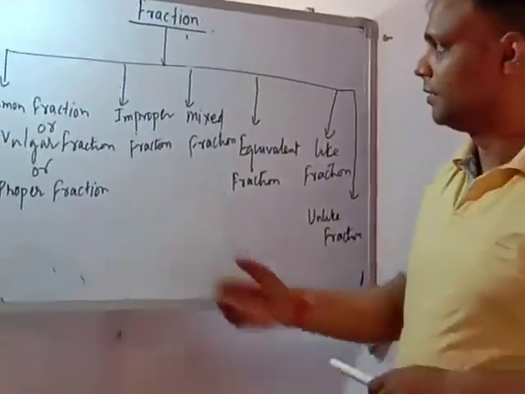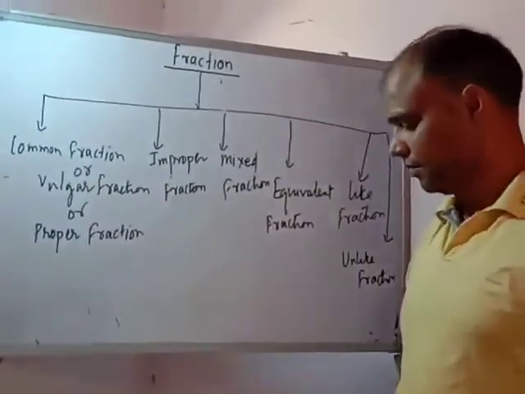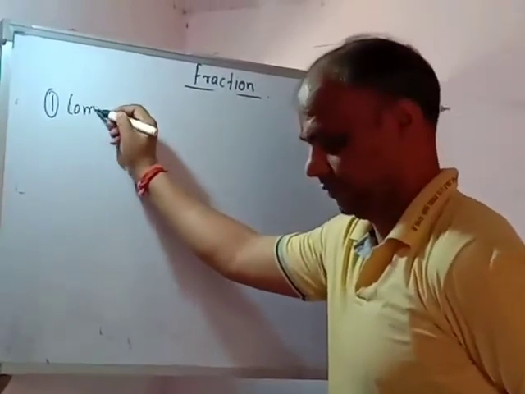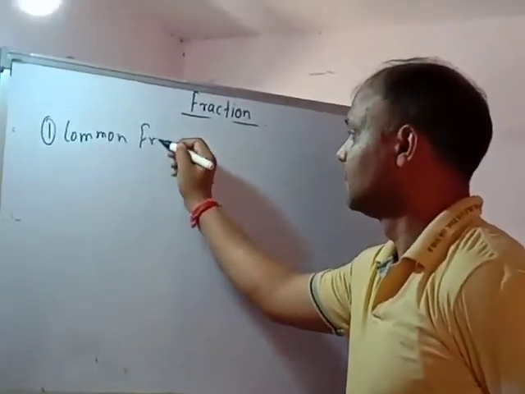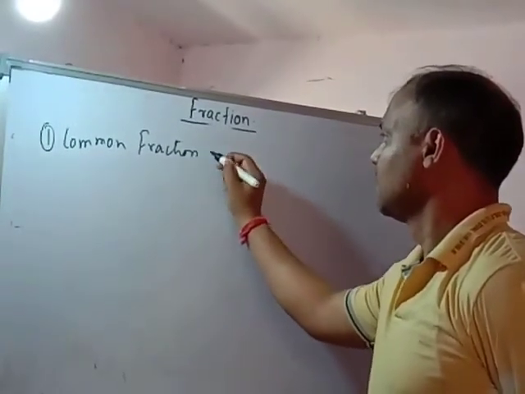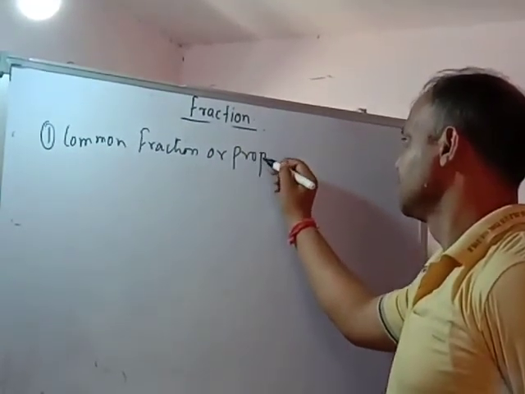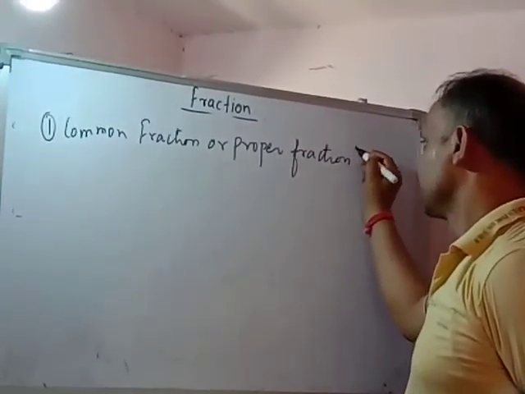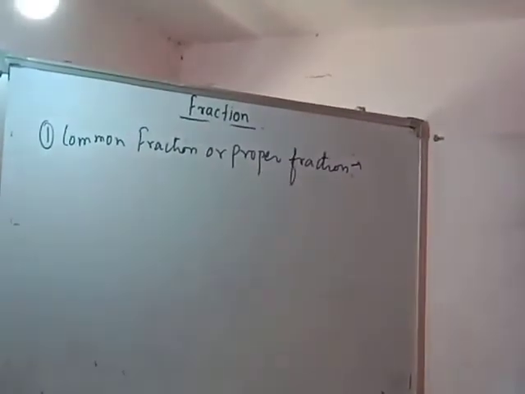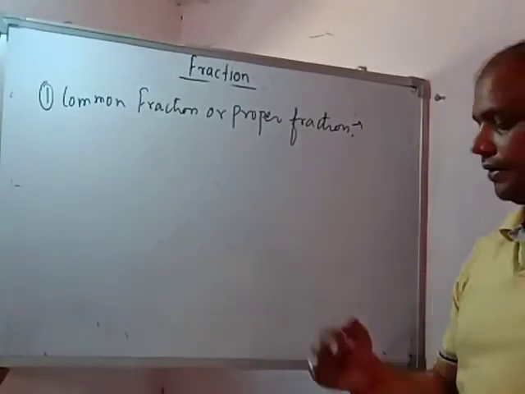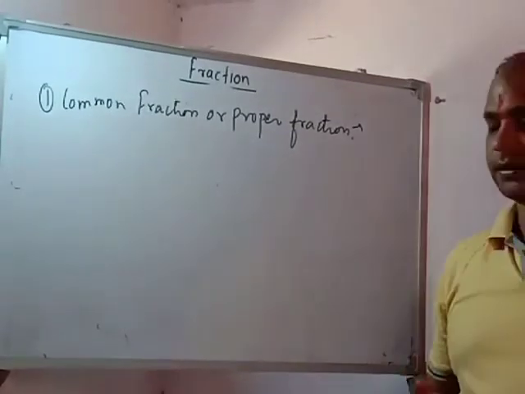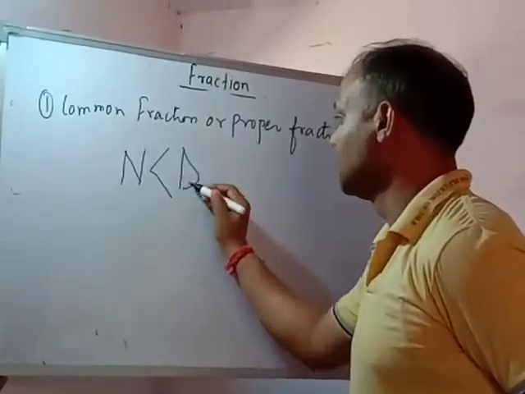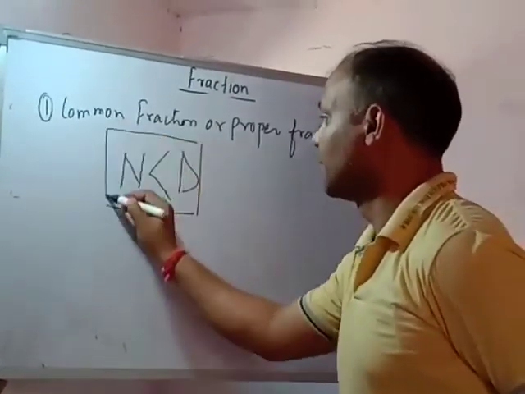Now I start from common fraction, or vulgar fraction, or proper fraction. What is a common fraction or proper fraction? A fraction having numerator less than the denominator. It means the numerator is always less than the denominator. This is the common fraction.